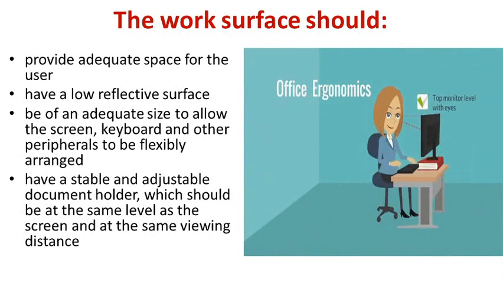Next we have some points regarding work surface that are to be taken care of before we start our work. Here we have the first point, which states: provide adequate space for the user for altering the position and for maintaining the proper sitting posture. Second point specifies: have a low reflective surface to avoid any distractions and disturbance while working.